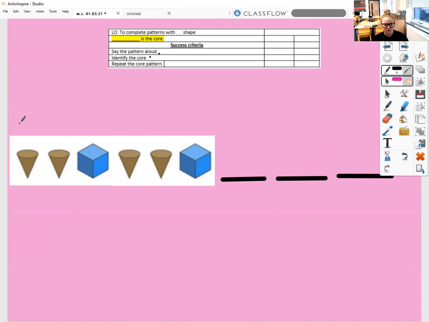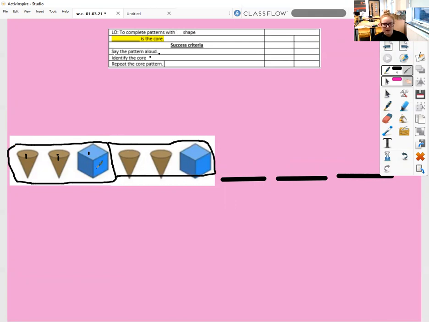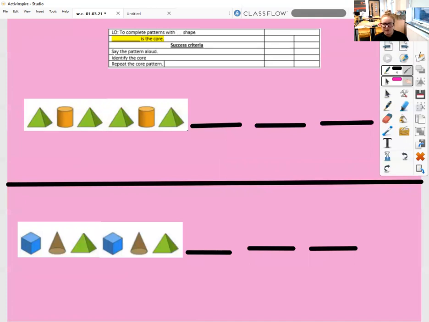What is my core? Well, I can see that my core is one cone, two cones, and then a cube, because it's completed by one cone, two cones, and then a cube. So this is my core, and this is it repeating. And then I'm going to complete the pattern, so I'm going to repeat my core. So I know my core is cone, cone, cube. Cube's going to be a little bit tricky to draw. Cube, brilliant.